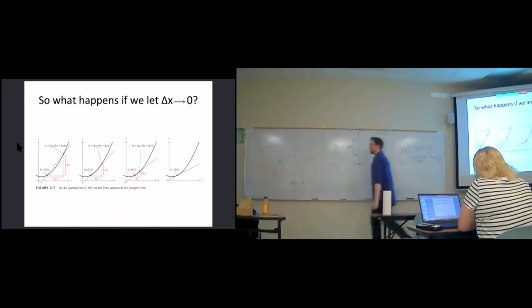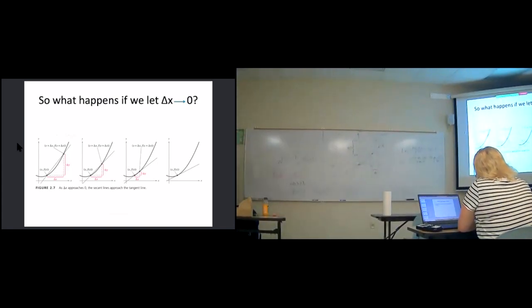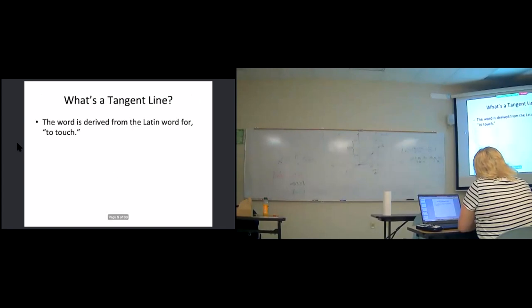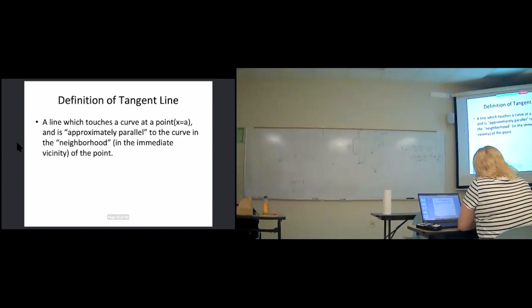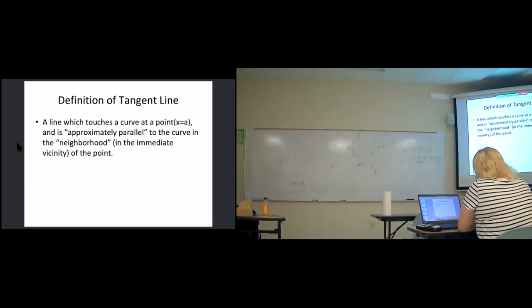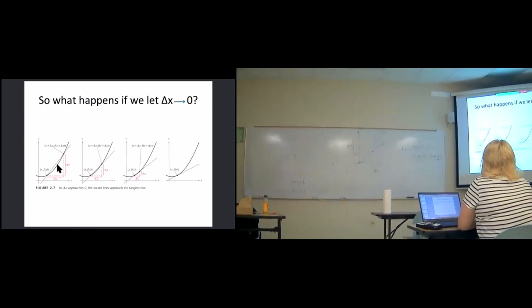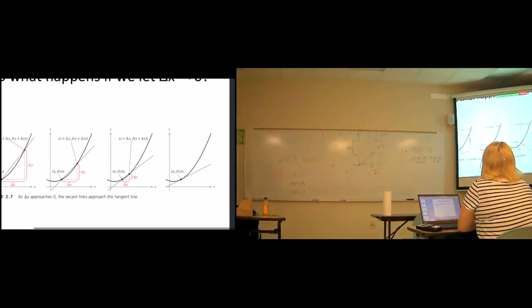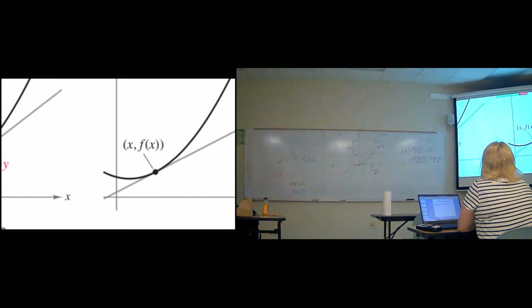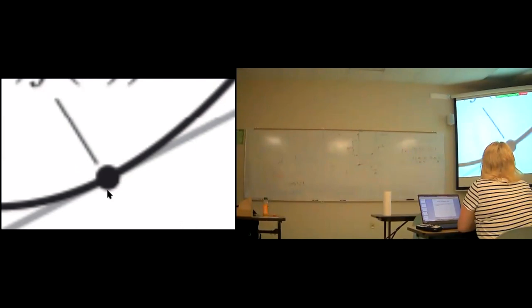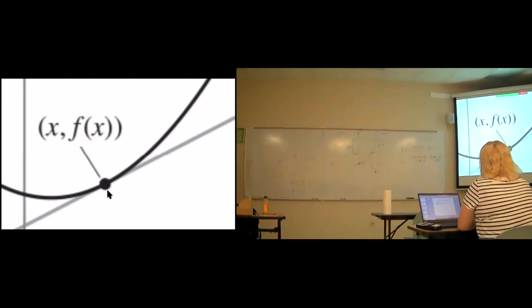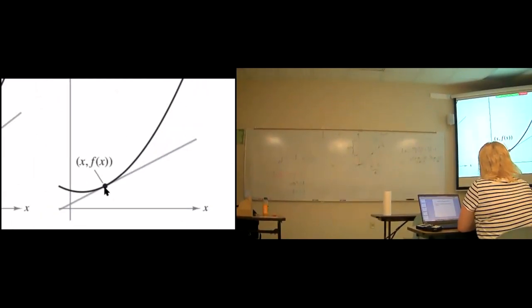This is called a tangent. The word tangent comes from the Latin "to touch." What we're really seeing here is that if we were to zoom in on this point and keep zooming in, and the resolution didn't get all crazy, we would find that this tangent line eventually becomes indistinguishable from our function.